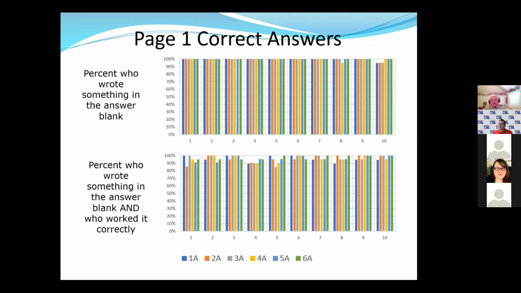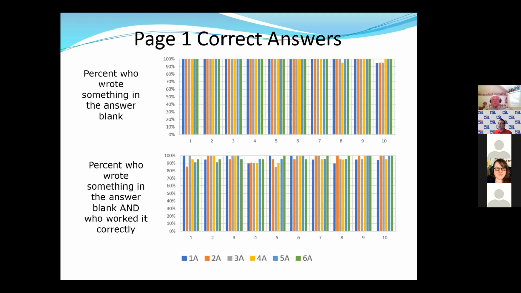So I think of the top as really most interesting to me, but maybe of interest to you as well. The bottom series of lines is the percent of people who wrote something in the answer blank, didn't skip it, and who worked it correctly. I think this bottom line might be of more interest to you, because it says if you have a contestant that actually worked the problem, what's the chance they actually got it right?